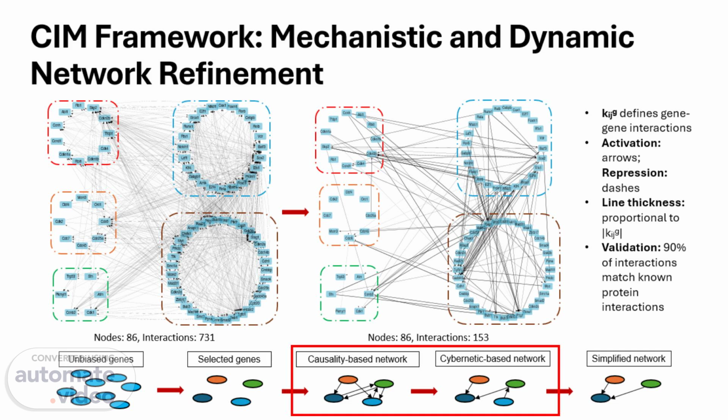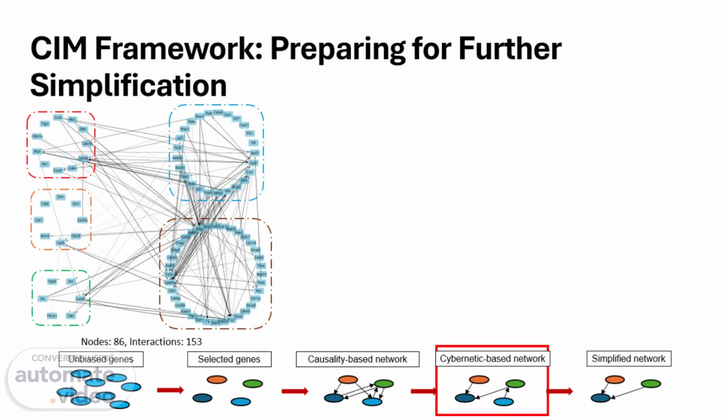The line thickness is proportional to the strength of this interaction. Critically, validation showed that 90% of these interactions matched known protein interactions, demonstrating the biological relevance and accuracy of our refined network. Having achieved a mechanistic and dynamically validated network, our next step was to perform further network simplification. This aims to distill the core regulatory elements without losing critical information.